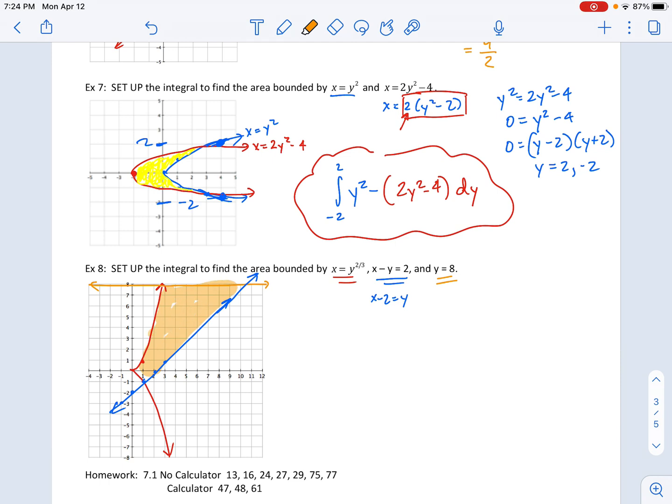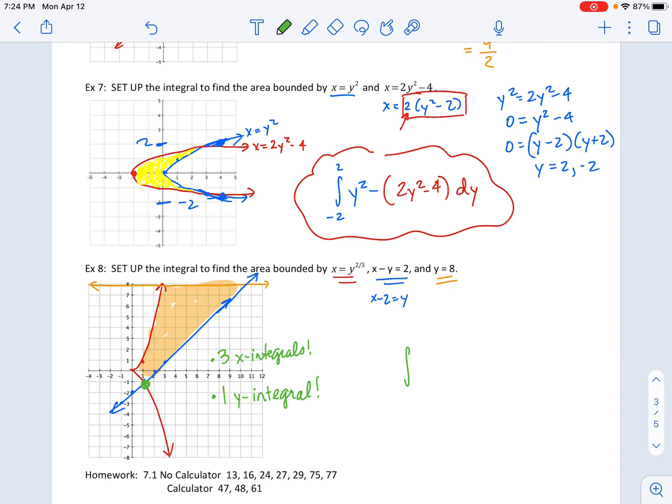Now, if you did this integral in terms of x, it would take 1 to 3 different integrals in terms of x. That is insane. But since we're doing it in terms of y, it's only going to take one integral because I have one right side function and one left side function. I have lots of different ceilings and floors if I was thinking of it in terms of x. So that's a very useful thing.